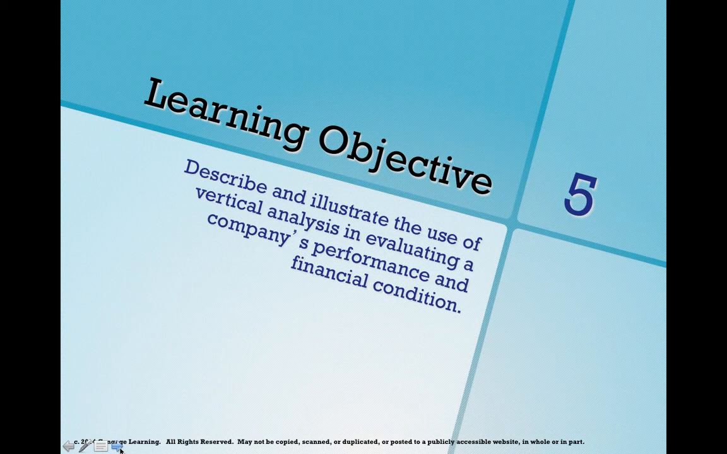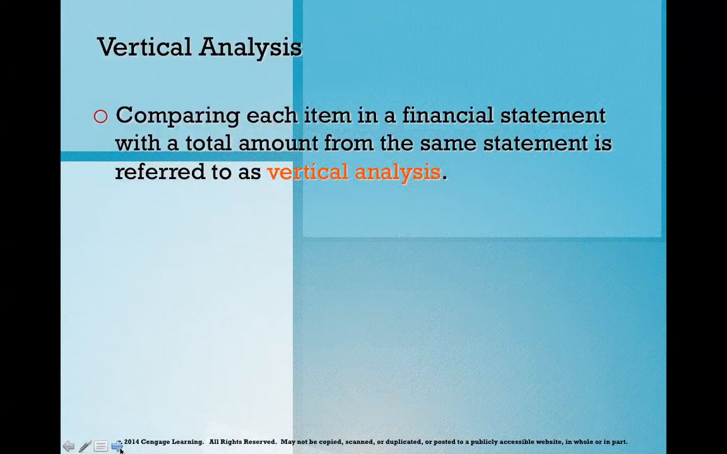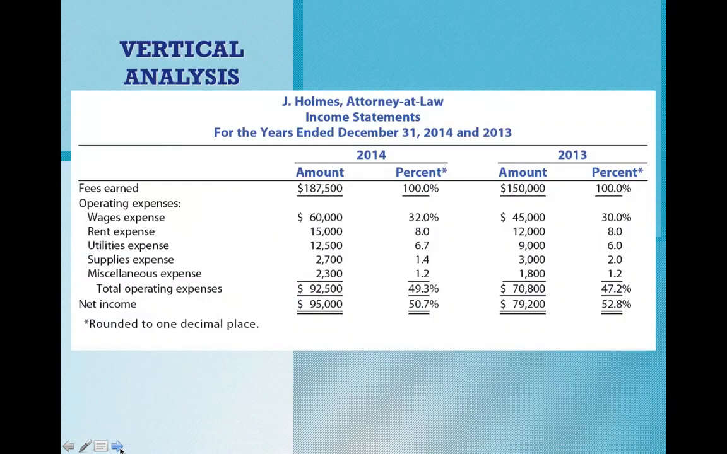Finally, we can use some analysis to help us understand financial statements a little bit better. Vertical analysis is one potential way. It says to compare the amounts from the same statement. Typically when we do this with an income statement, we compare everything to the revenue number. In this example, it's for a law firm, so we have fees earned, from providing attorney services to customers. We take every line of the income statement and divide it by revenues.